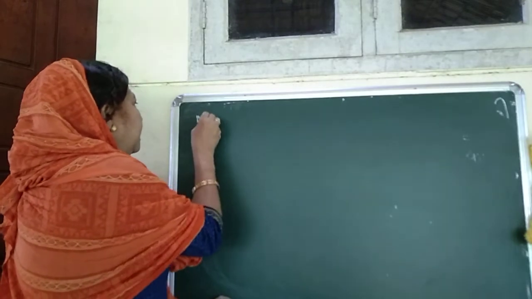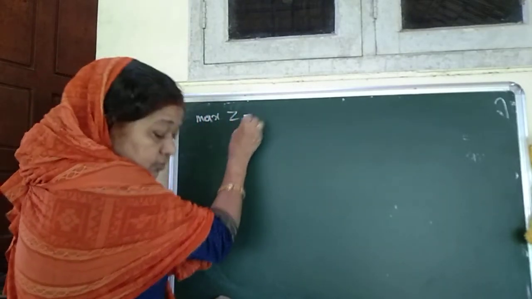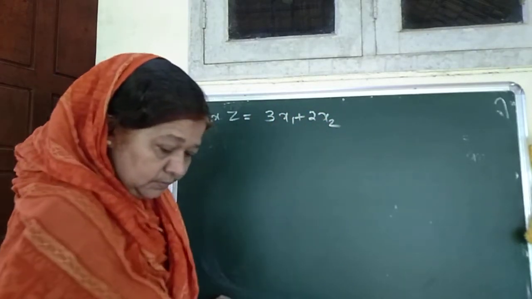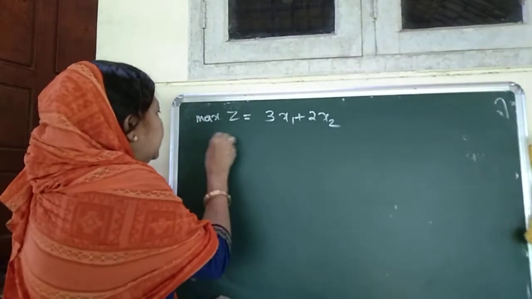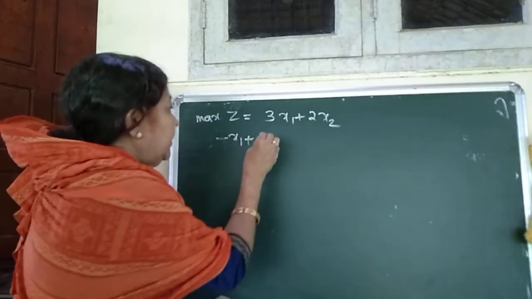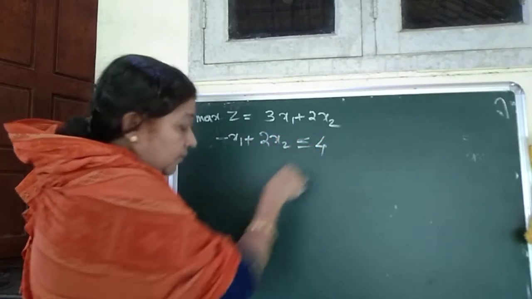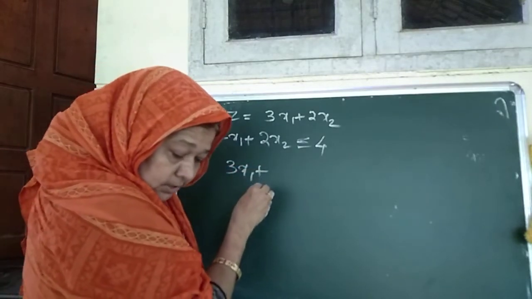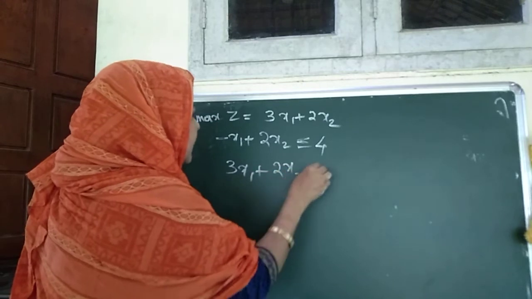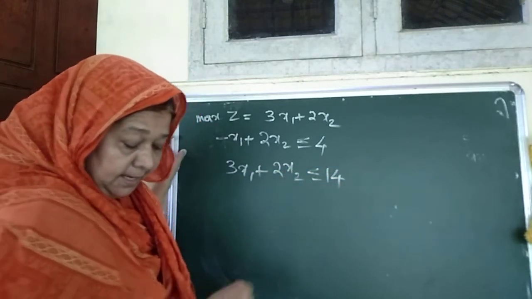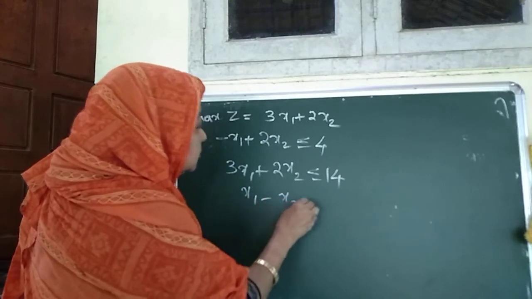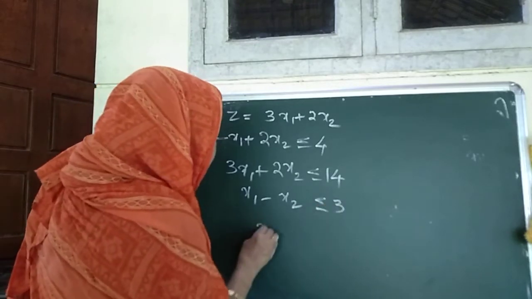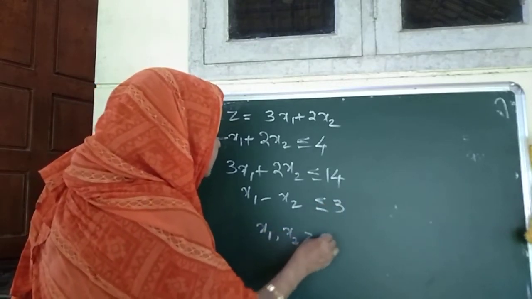Maximize z equal to 3x1 plus 2x2 subject to the conditions minus x1 plus 2x2 less than or equal to 4, 3x1 plus 2x2 less than or equal to 14, and x1 minus x2 less than or equal to 3, and x1, x2 greater than or equal to 0. The question should be written carefully.